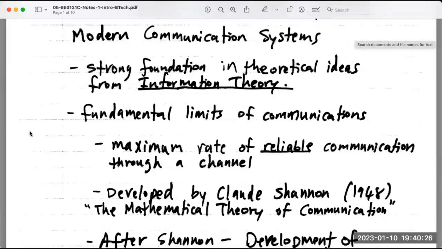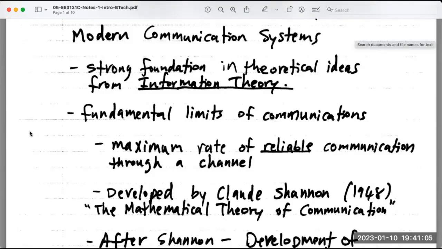So what do we mean by fundamental limits of communication? What we mean is things like, what's the maximum rate of reliable communication? So for example, I have my phone here and I'm trying to stream high definition video. Can I do it? At what resolution? Maybe you can stream low resolution video, but not high resolution video. So the rate of communication that the system is able to support will determine what resolution you can stream, right? So information theory is about what are those limits?